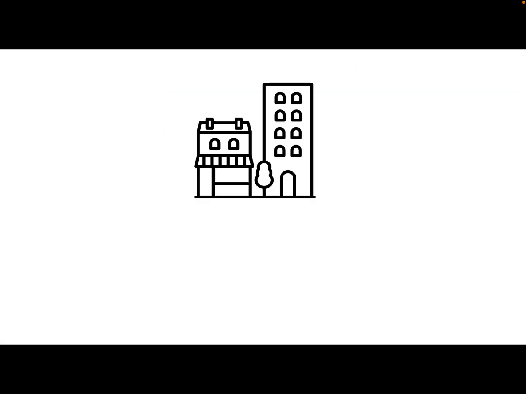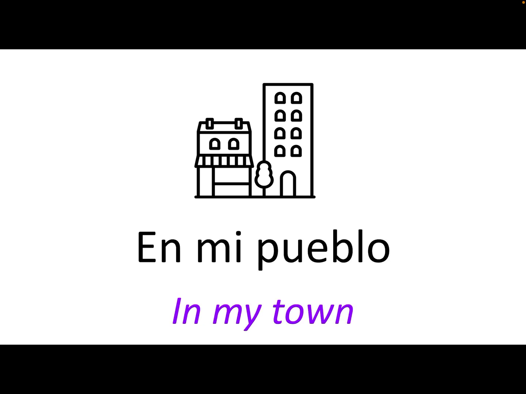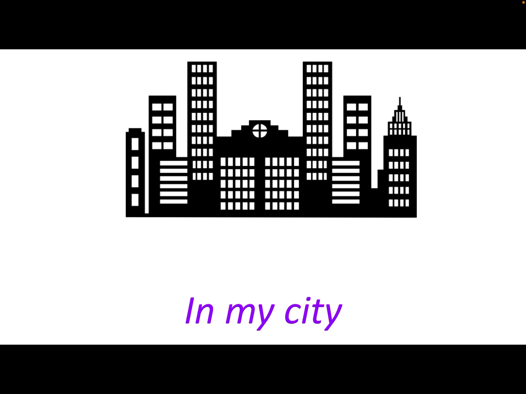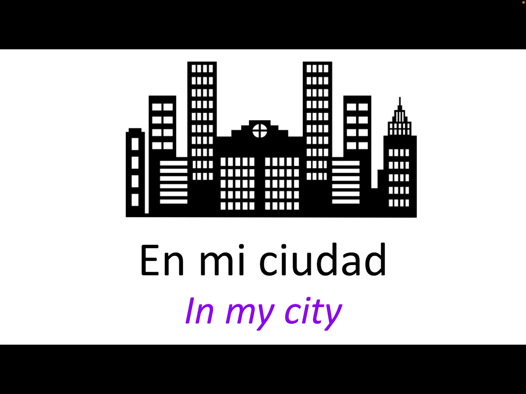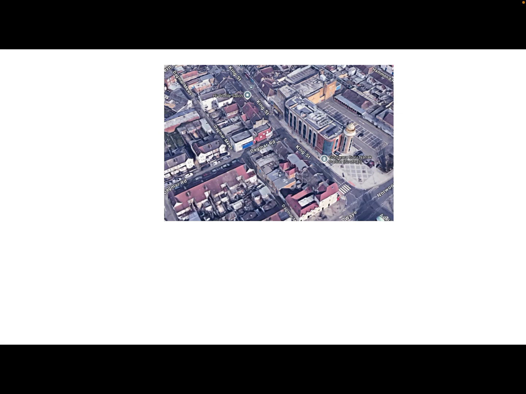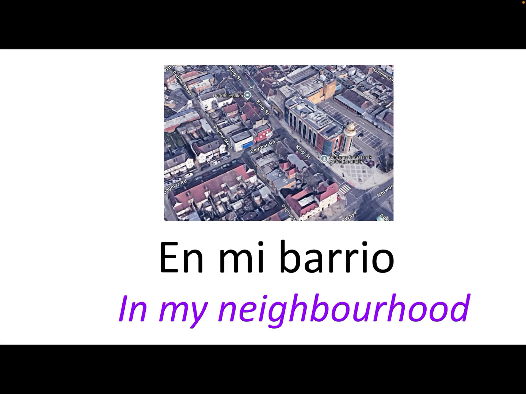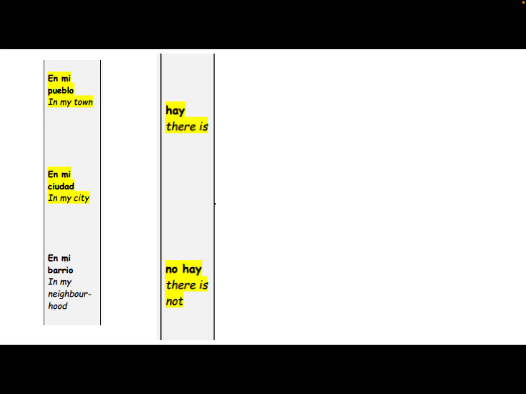Okay, so that's how you're going to start your sentences. How do we say in my town? In my city? In my neighbourhood? That's right, en mi barrio. So that's the start of your sentences, and then we're going to use hay. So, for example, we might say, in my town there is. En mi pueblo hay. Or in my city there is not. En mi ciudad no hay.